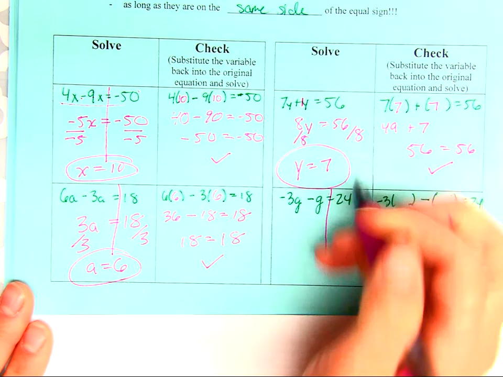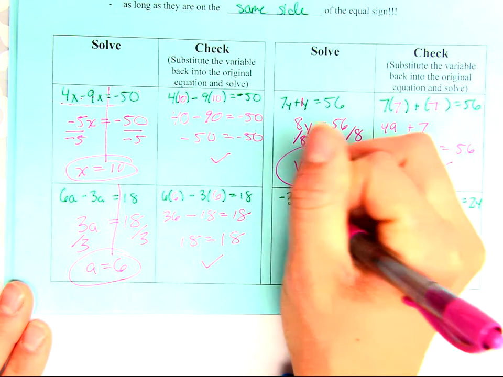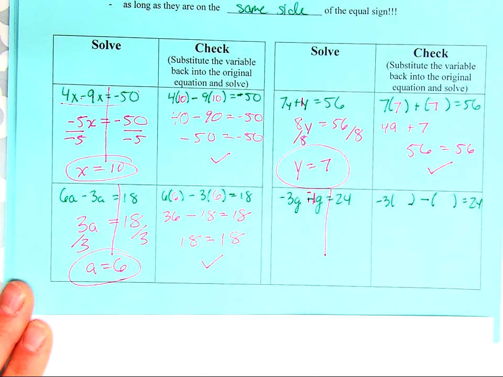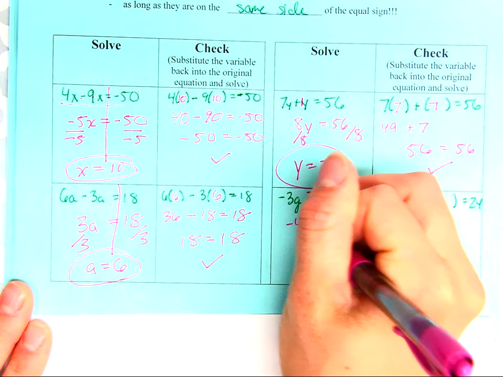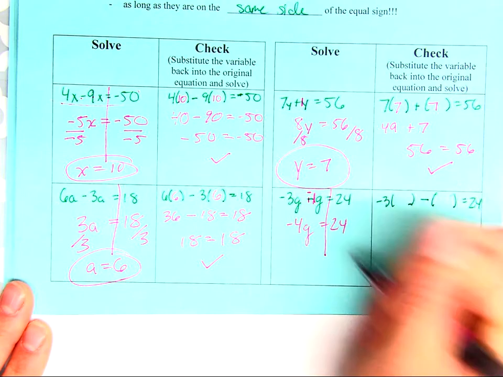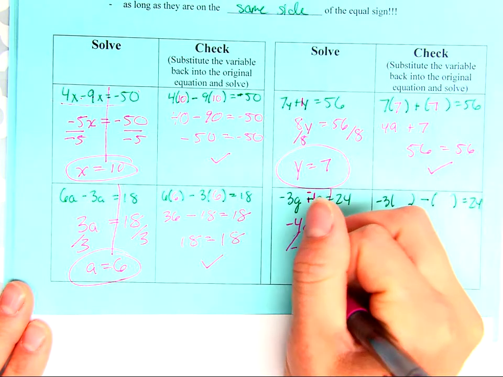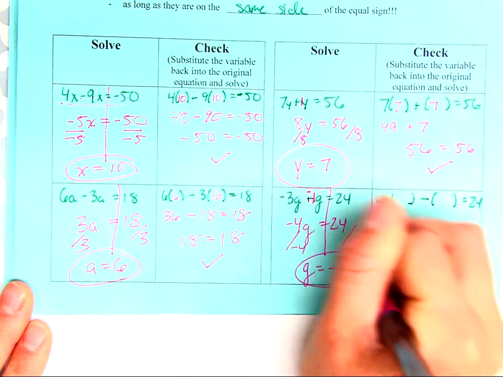Okay, the second one's tricky. Remember, there's a 1 here. So negative 3 subtract 1 is the same thing as adding a negative 1. So we get negative 4g equals 24. Divide both sides by negative 4. G equals negative 6.